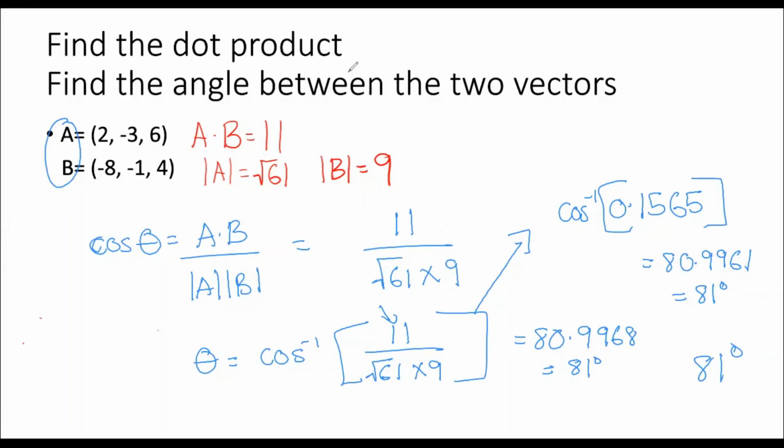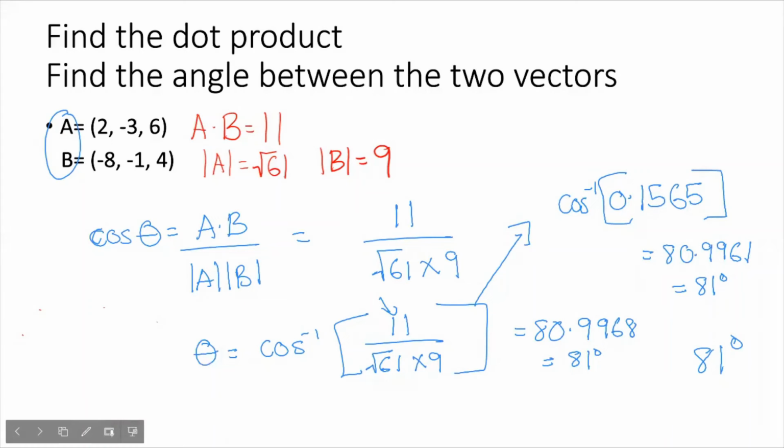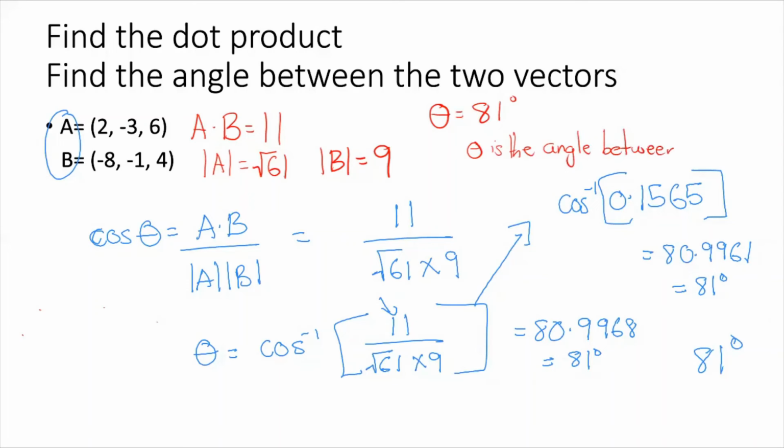So again, I'm going to put this in red for our final answer. So I have theta is equal to 81 degrees, where theta is the angle between A and B. So we have our answers. The dot product is 11. The magnitude of A is root 61. The magnitude of B is 9. And the angle between the two vectors is 81.